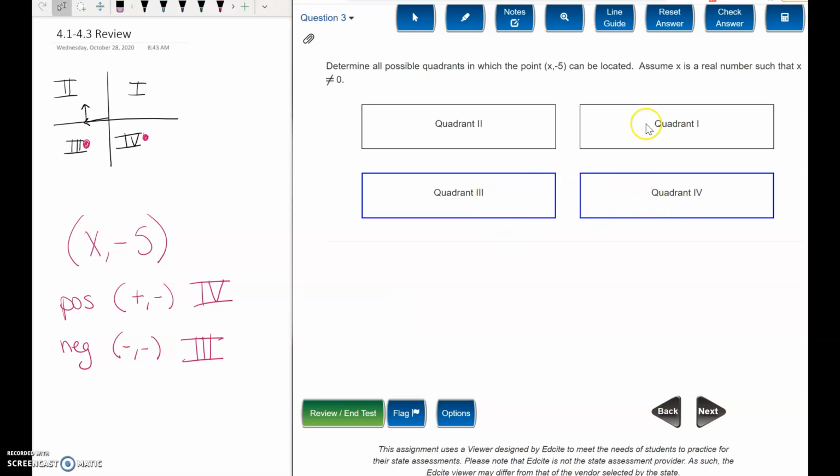And I don't know if you noticed, but these tiles are laid out in the same position as the quadrants. So positive, negative, negative, negative. If you do that kind of with your hands, it will show you which of those quadrants you need to go in.